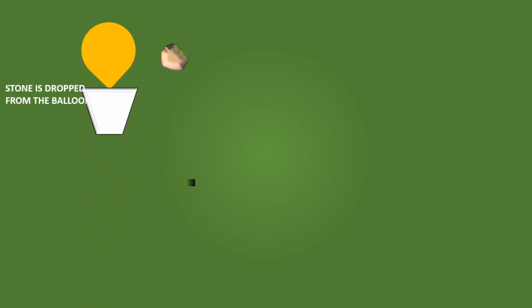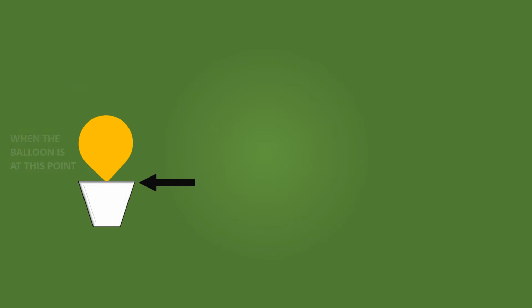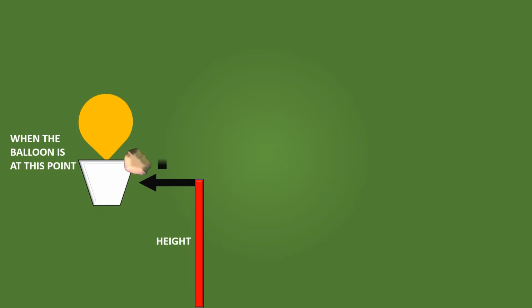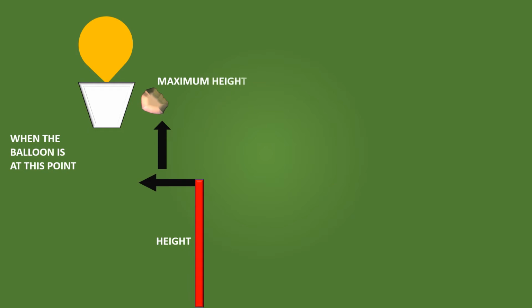Now you can see what happens when a stone is dropped from the rising balloon, and the black arrow mark indicates the point from where the stone is dropped from the balloon. When the balloon is at this point, it is at a certain height from the ground level, and both the stone and balloon move in upward direction. The stone reaches its maximum height. Again from there, the stone falls freely towards the ground.